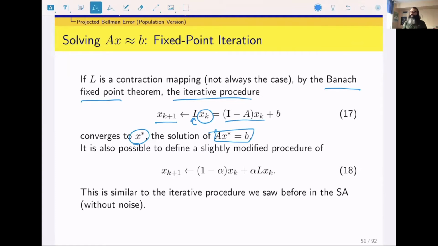So the condition is that this is a contraction mapping, which is not always the case. So we can do it for all matrices.